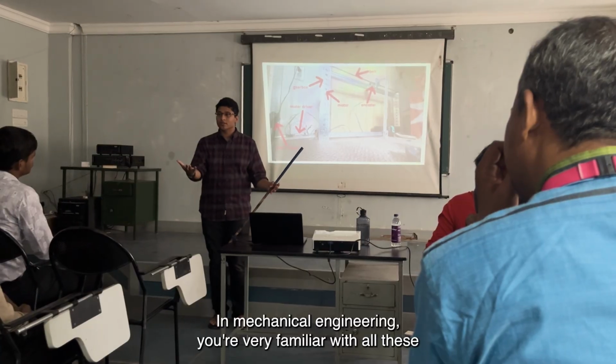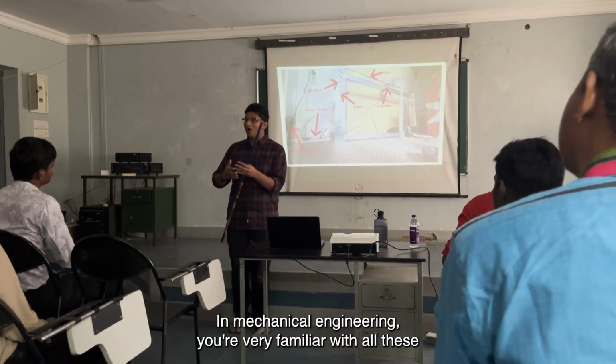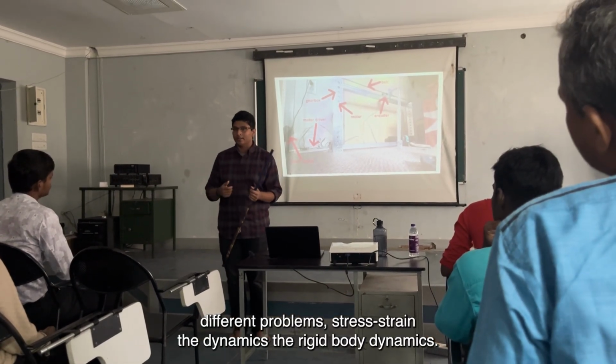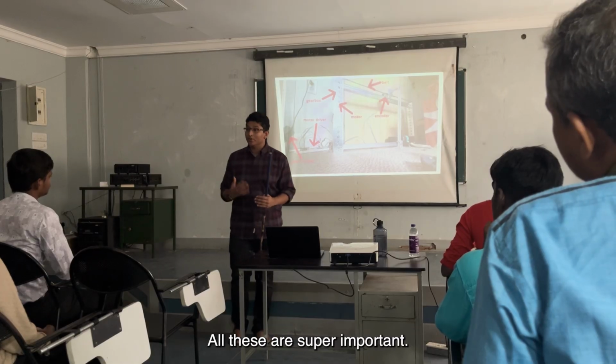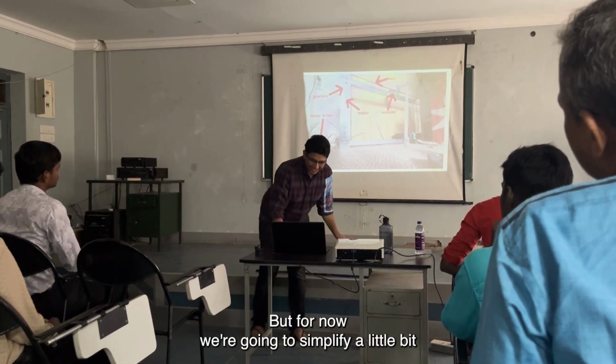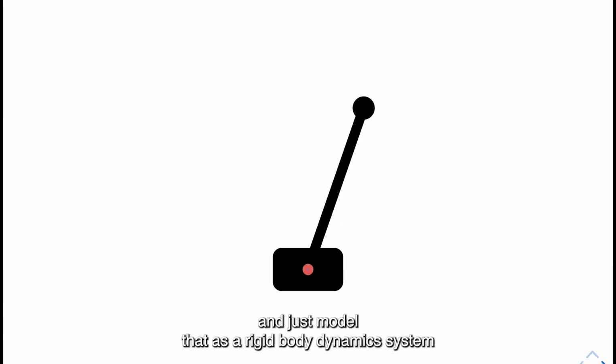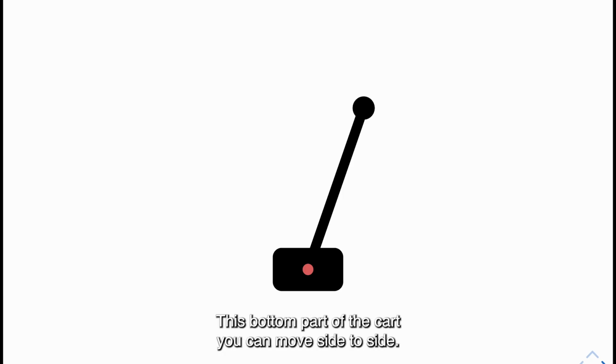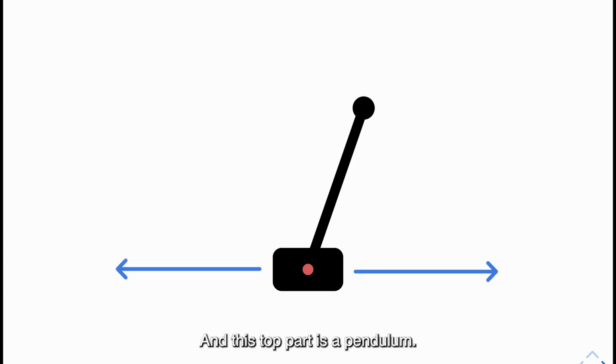In mechanical engineering, you're very familiar with all these different problems like stress, strain, the dynamics, the rigid body dynamics. All these things are super important. But for now, we're going to simplify a little bit and just model it as a rigid body dynamics system. So from the front view, this bottom part is a cart. You can move side to side. And this top part is a pendulum that can spin.